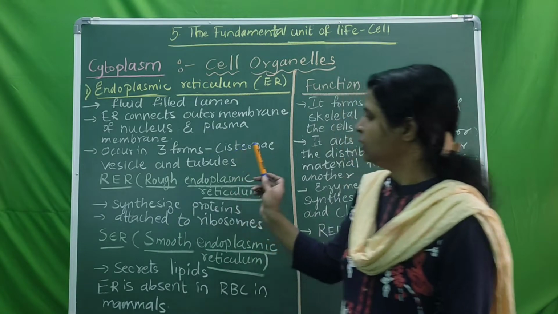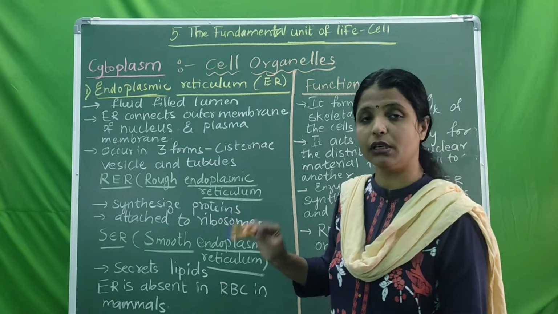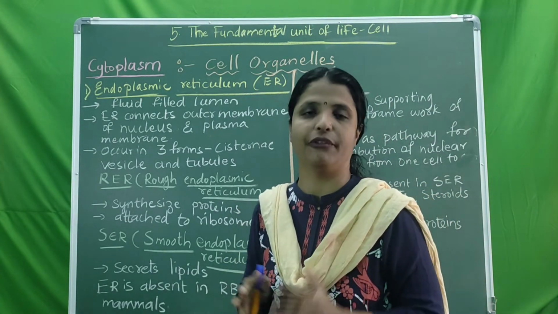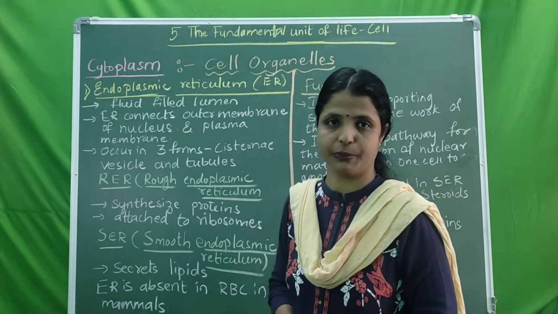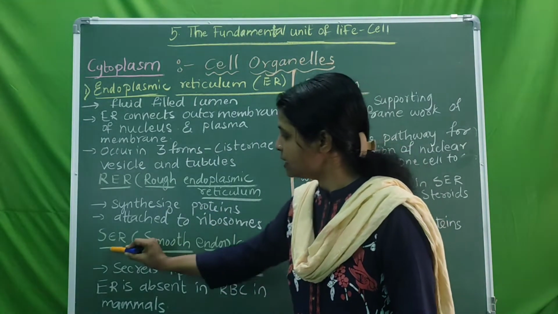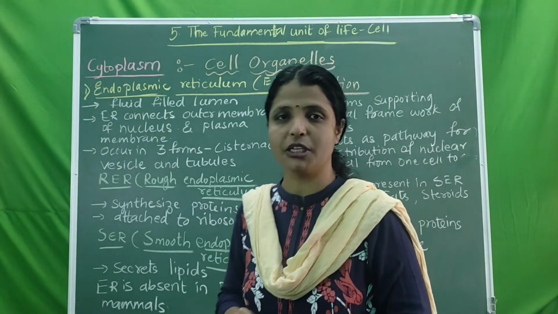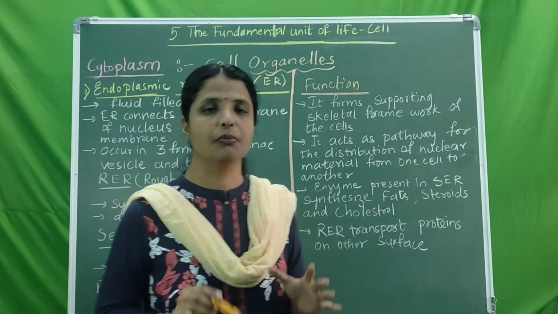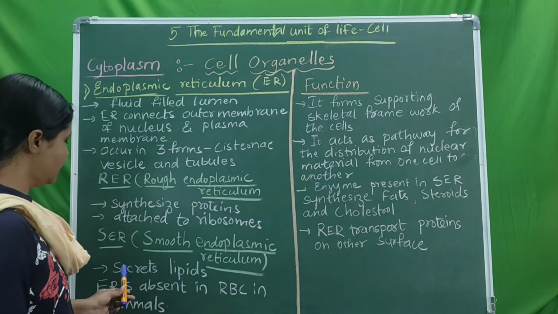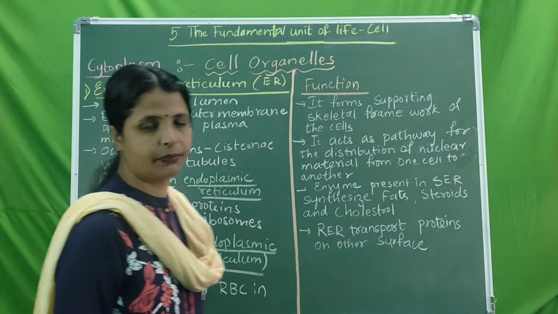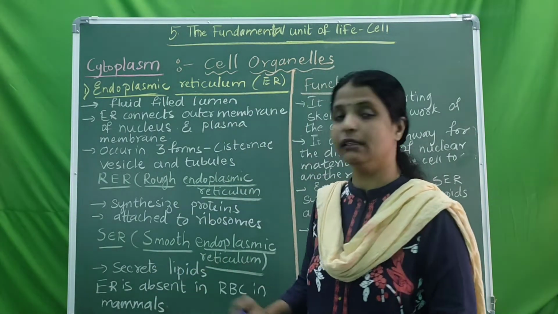So, here the rough endoplasmic reticulum is always attached to the ribosomes, so it is rough, and it is helping in synthesizing of the proteins. Then SER, that is smooth endoplasmic reticulum. Smooth endoplasmic reticulum is not attached by the ribosomes. Now see what it does. It secretes the lipids. So smooth endoplasmic reticulum is secreting the lipids there.